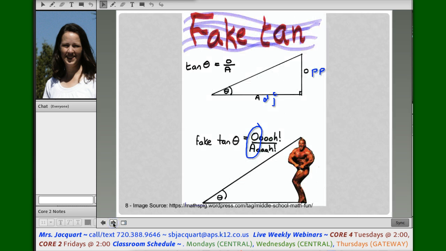Want to go fly a kite? Okay, so this is just pretty funny. It's a fake tan.